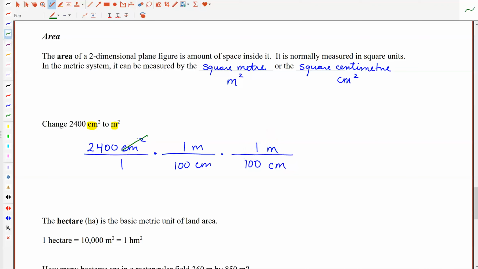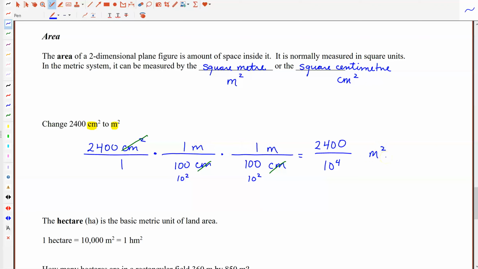My square centimeters in my numerator will cancel with the 2 centimeter units I have in my denominator. Then I have 2,400 times 1 times 1, or 2,400 in the numerator, and I have 100 times 100. If you think about 100 as being 10 squared, that's 10 squared times 10 squared, or 10 to the 4th power in the denominator. And then my units would be in square meters.